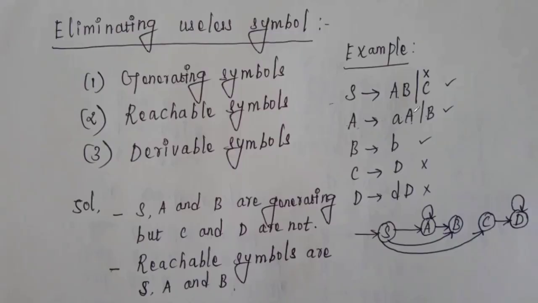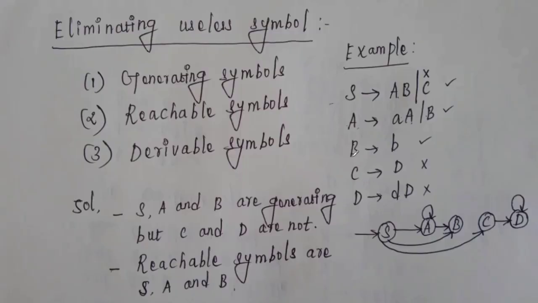A tends to A or B. A is generating since it eventually produces a terminal through B. That's why A is generating. Next, S tends to A, B or C. We know that B and A are generating. Then S is also generating, but C is not generating, because C does not contain a terminal symbol; C produces capital D, then D produces DB. So remove non-generating symbols C and D.